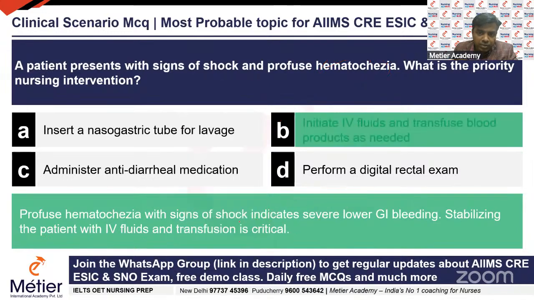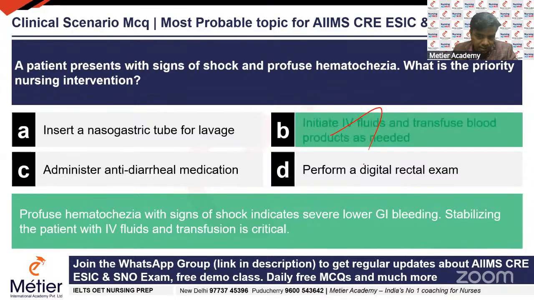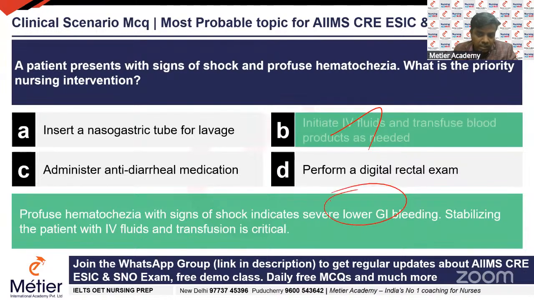So profuse hematochezia, bright red, sign of shock is there. So you are immediately going with IV fluids and blood products as needed because of lower GI bleeding, right? And stabilizing the patient with IV fluid and transfusion is critical.